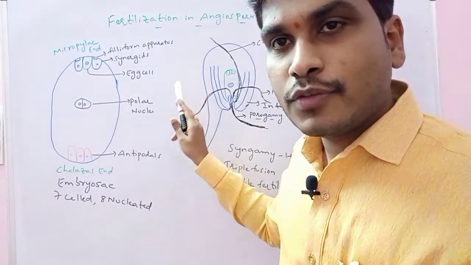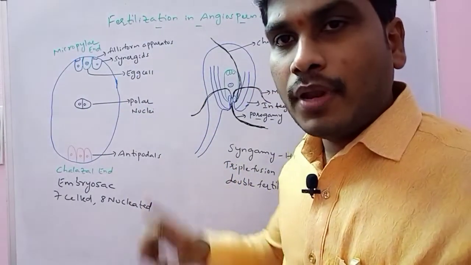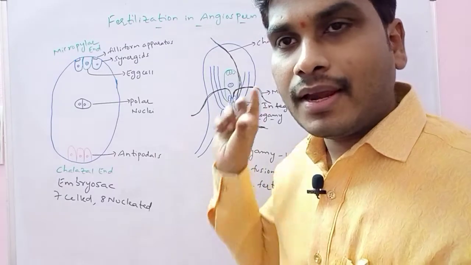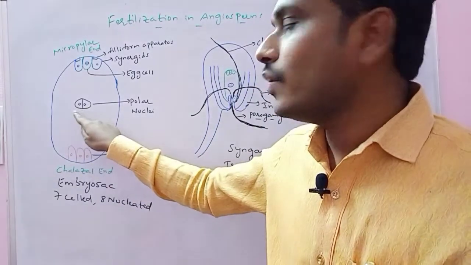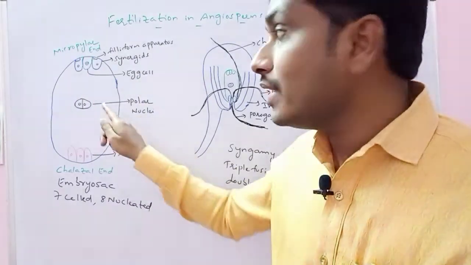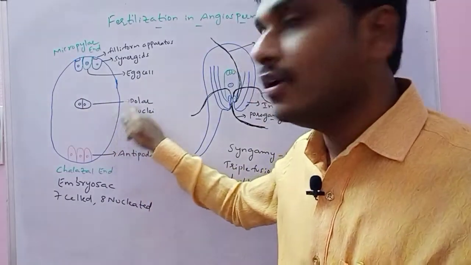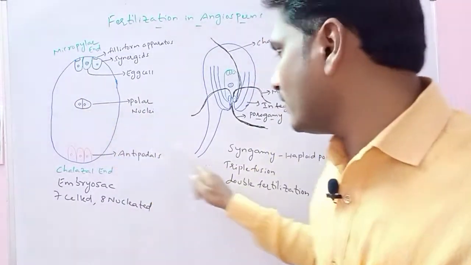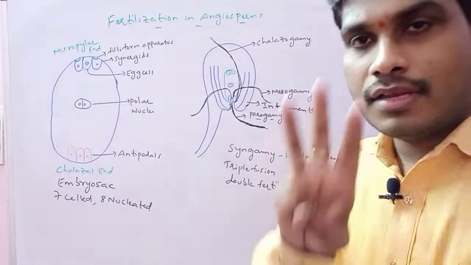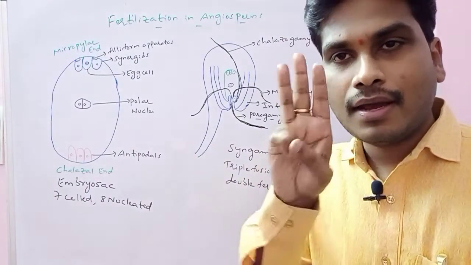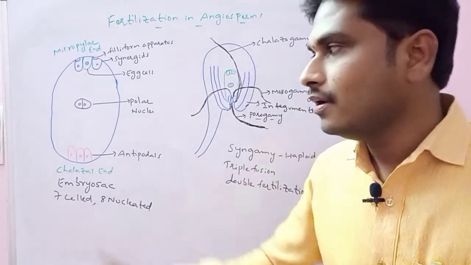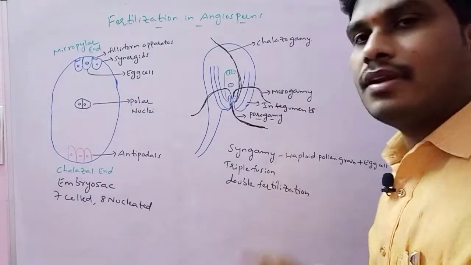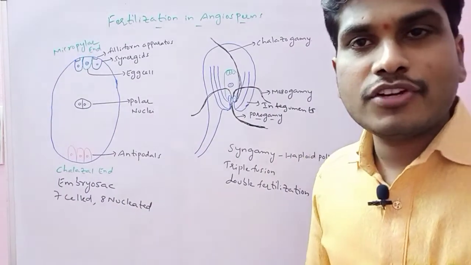When the male gamete fuses with the polar nuclei, the male gamete is haploid, and the two polar nuclei are also haploid. So three haploid nuclei are involved in the fusion. Hence we call it triple fusion. Three haploid gametes are involved in the fusion.